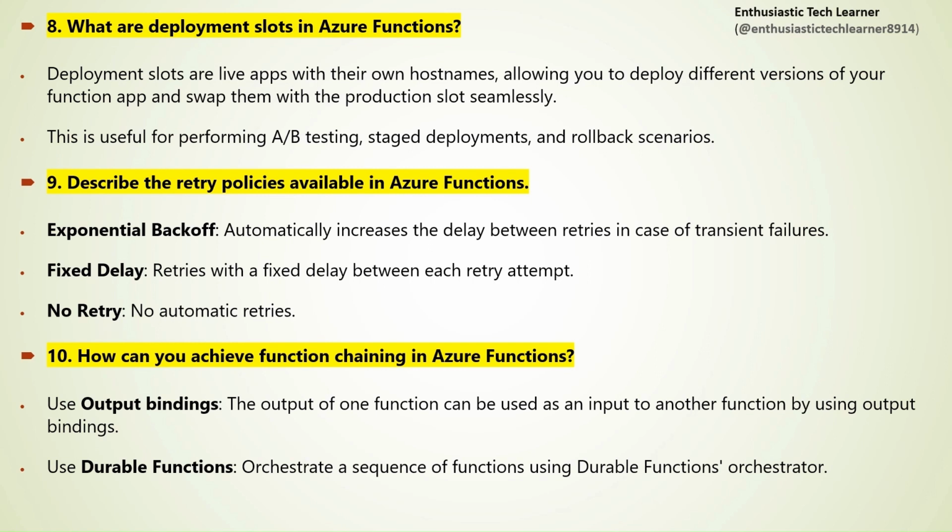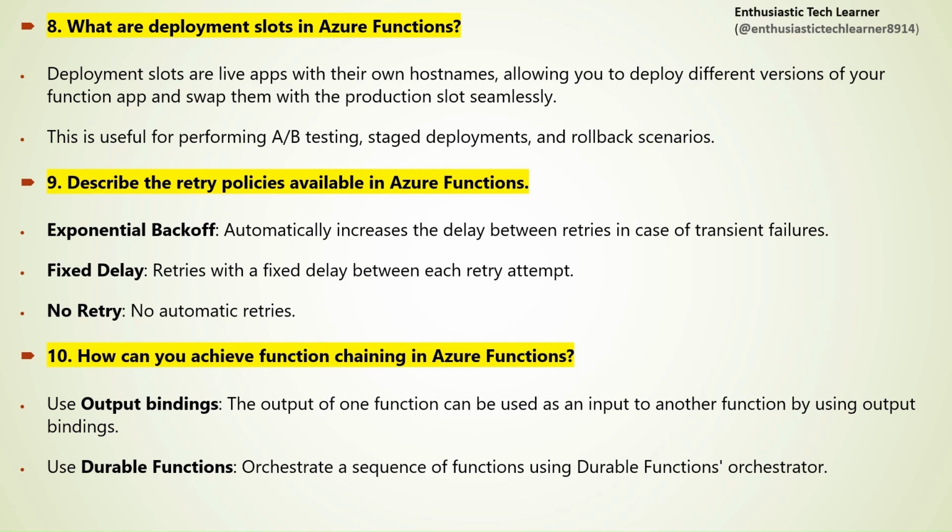How can you achieve function chaining in Azure Functions? Use output bindings: the output of one function can be used as an input to another function by using output bindings. Use durable functions: orchestrate a sequence of functions using the Durable Functions orchestrator.